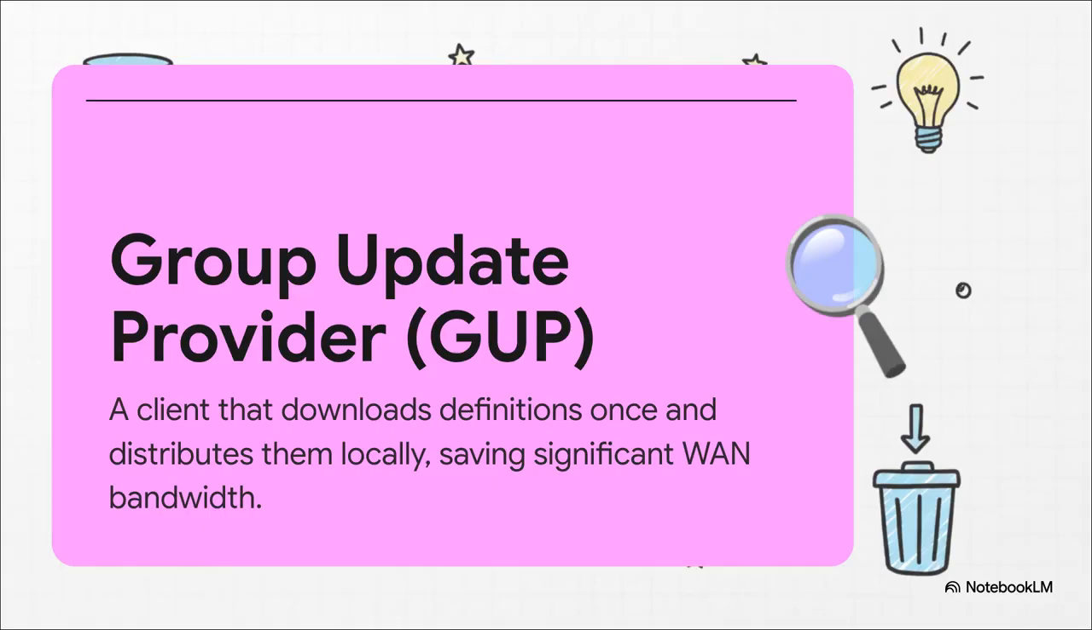It's called a Group Update Provider, or GUP. Here's how it works. You pick one machine in that remote office, just one, to be the local update server. That machine downloads the big update file once over that slow link. Then all the other computers in that office grab the update from it over their super fast local network. And just like that, problem solved. WAN traffic is saved.